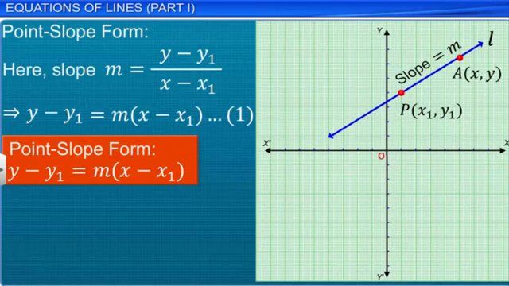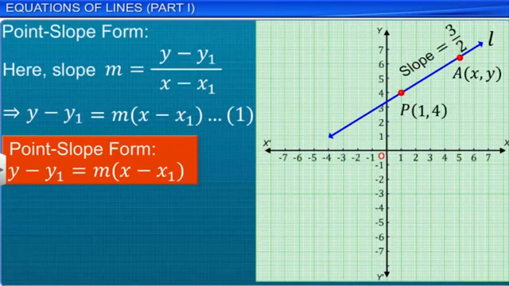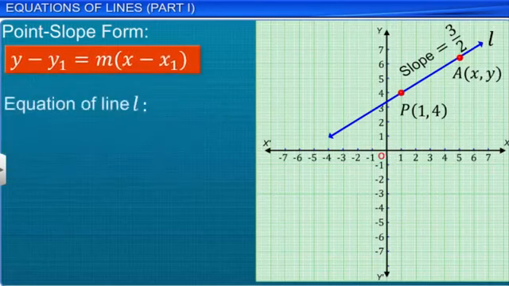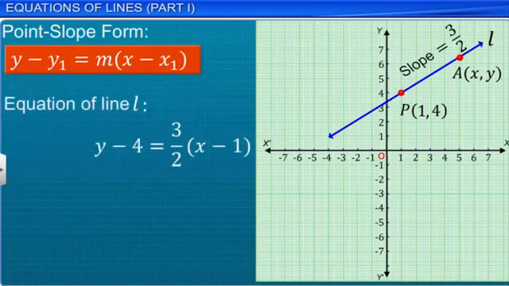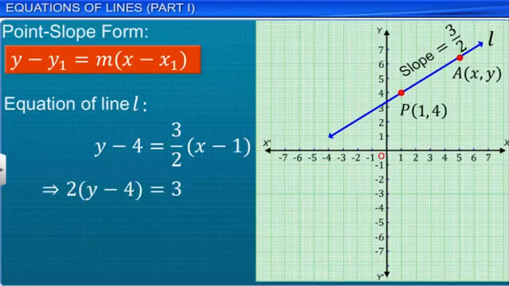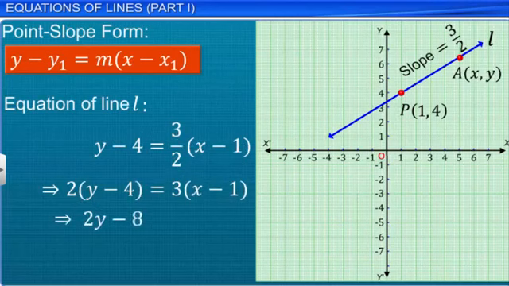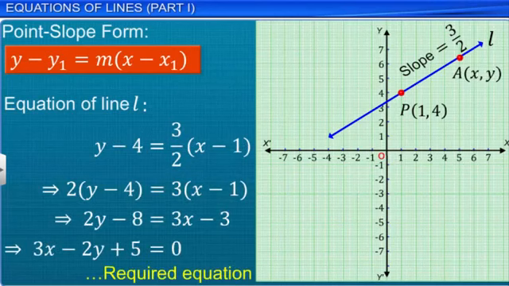For example, consider a line L passing through a given point P(1, 4) and having a slope 3/2. Let us put the values of m and the coordinates of point P in the point-slope form of the equation of a line. On simplifying, we get the required equation of the line as 3x minus 2y plus 5 is equal to 0.